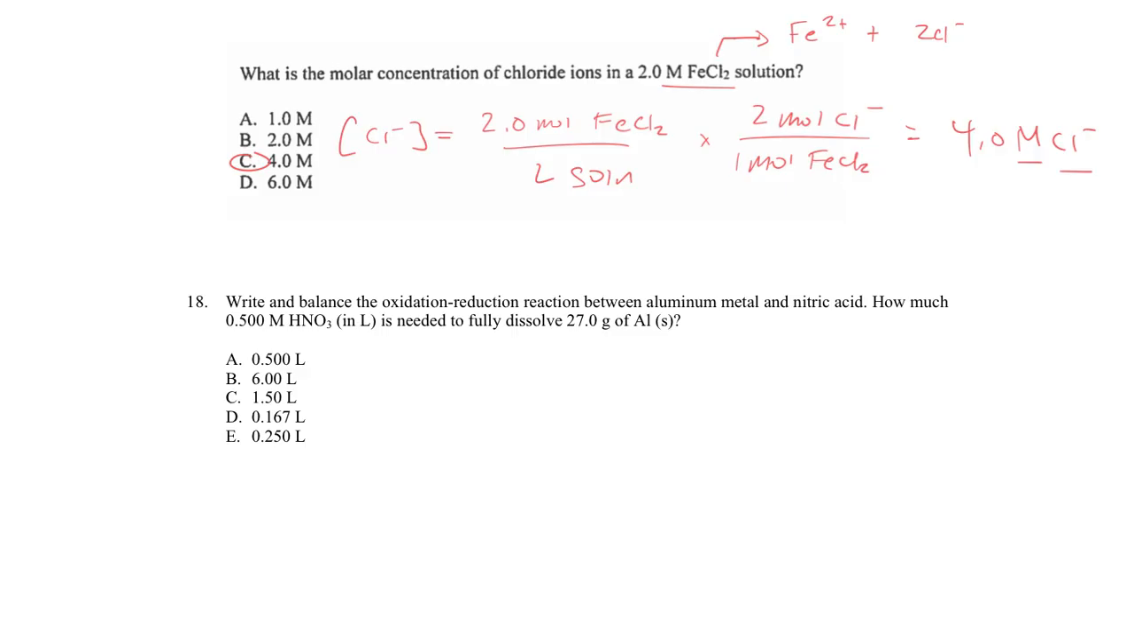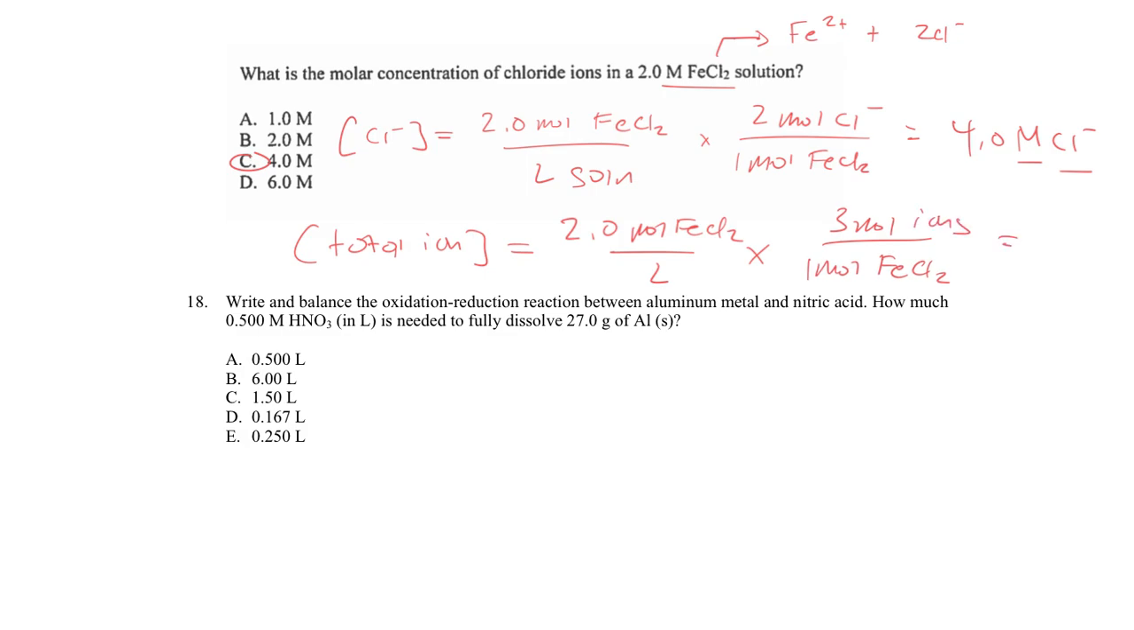Sometimes we ask for the total ion concentration. If I had said instead, what would the total ion concentration be? Remember, the brackets just say what's the molarity of what's inside. So what's the moles per liter of the total ions in the solution? Well, we can start with the 2.0 moles of FeCl2 per liter of that solution. And then every 1 mole of FeCl2 gives us 3 moles of ions in solution. So that would be, of course, 6.0.